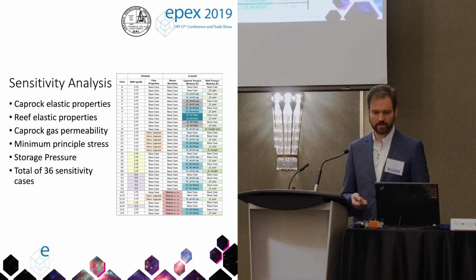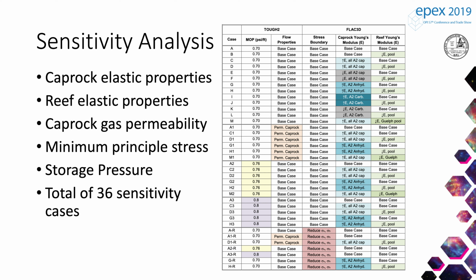So then we varied the input parameters to this base case model in a series of 36 sensitivity cases, which are all listed off here. It's not important to go through all those, but the parameters we focused on were caprock elastic properties, reef or reservoir elastic properties, caprock gas permeability, minimum principal stress, and of course storage pressure. We varied to look at that as well. That's the primary goal of most of this work.